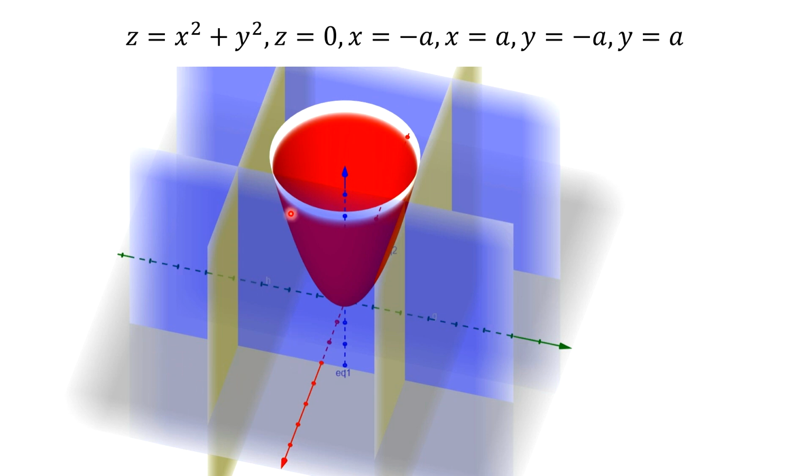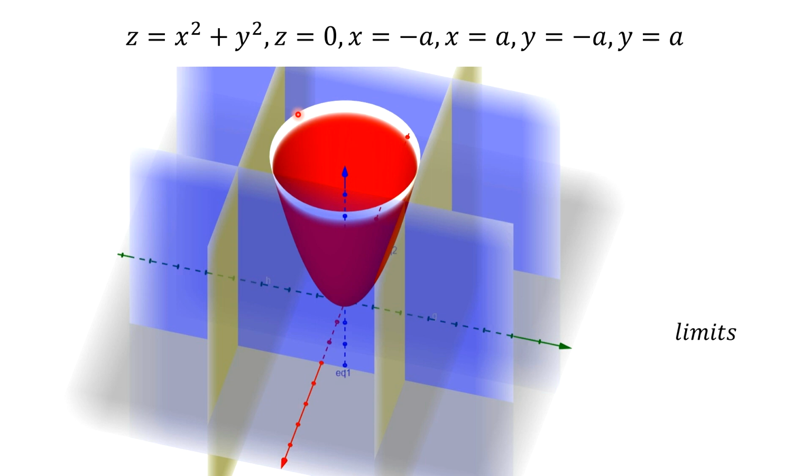So our region is inside this open box, these 5 planes: z is equal to 0, x is equal to minus a, x is equal to plus a, y is equal to minus a, and y is equal to a. These 5 planes form an open box, open from the top. So the region is inside this open box and it is outside this paraboloid, z is equal to x square plus y square. So it is outside this red surface.